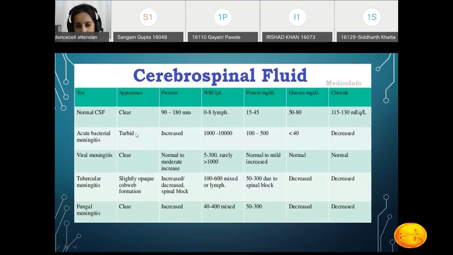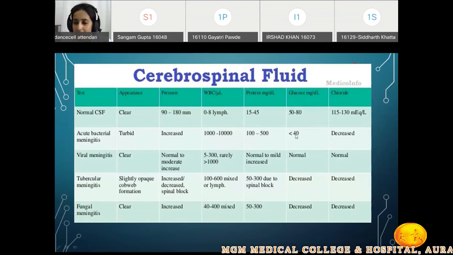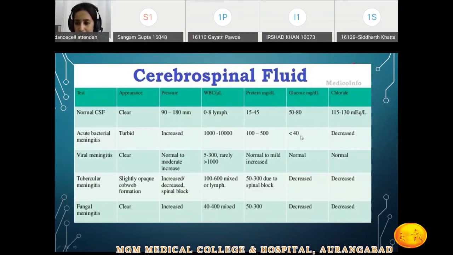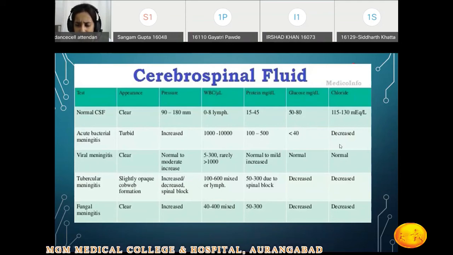What happens in acute bacterial meningitis? We get a turbid appearance of CSF with increased opening pressure. WBCs are highly raised, in thousands, and they are mostly polymorphonuclear cells. Proteins are raised, at least 2 to 3 times. Glucose is very low, less than 40%. Or we can also say if the normal blood glucose was 100, then it is less than 40 milligrams per deciliter. Chlorides are usually decreased, because bacteria produce an acidic medium inside the CSF.